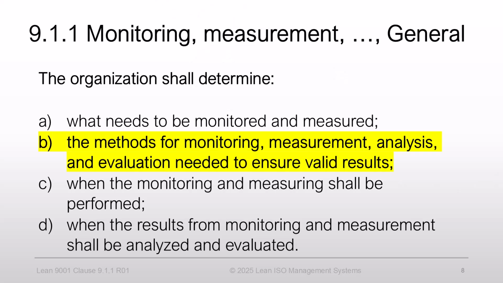The next point, B, calls for the methods for monitoring, measurement, analysis, and evaluation needed to ensure valid results. Again, we look at two areas: products and services, measured using instrumentation, tools, and inspections, and management system performance, tracked through data collection, trend analysis, and reporting.